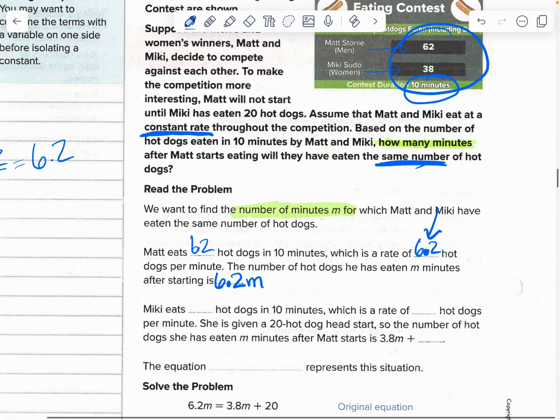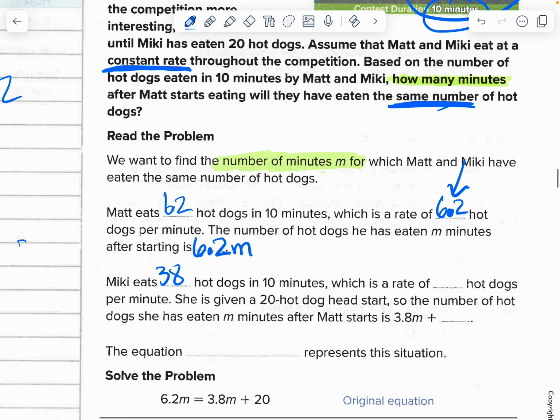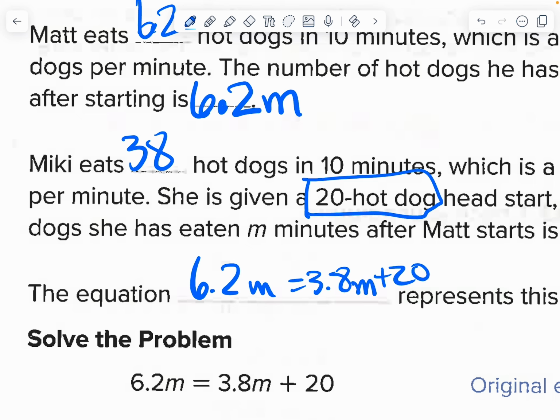Okay, now let's go down to Mickey. Mickey has had 38 hot dogs in 10 minutes. And if we do 38 divided by 10, that's going to get us 3.8 hot dogs per minute. She's given a head start, right? So she gets to eat 20 hot dogs first, and then Matt starts. So her equation is going to be 3.8 M plus 20. So 6.2 M equals 3.8 M plus 20.